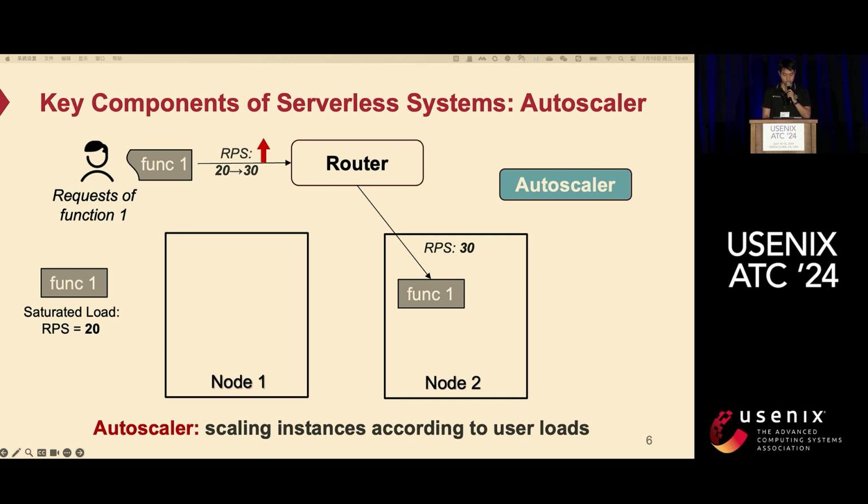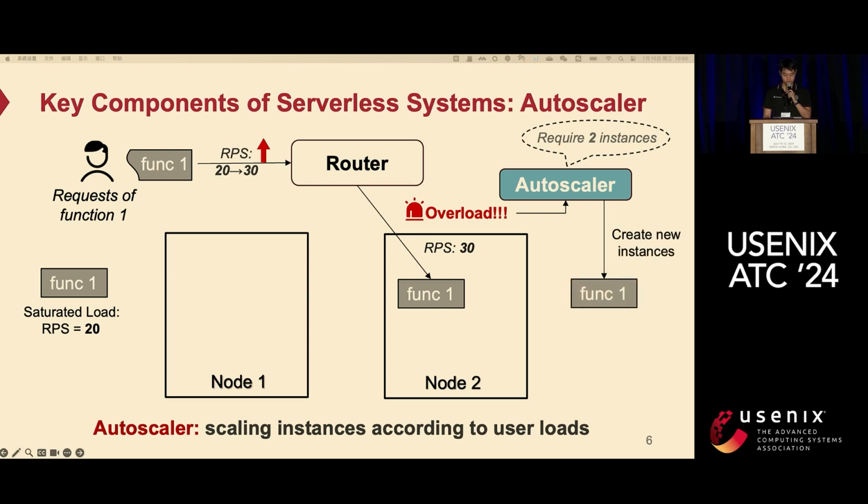Serverless systems would automatically scale instances with an autoscaler. A common autoscaling policy is to use RPS to calculate the required number of instances. For example, function 1's saturated load is 20 RPS. When the RPS rises from 20 to 30, each instance is overloaded. Then autoscaler would calculate that the function needs 2 instances and create a new one. The instance would then be scheduled and deployed to a node.